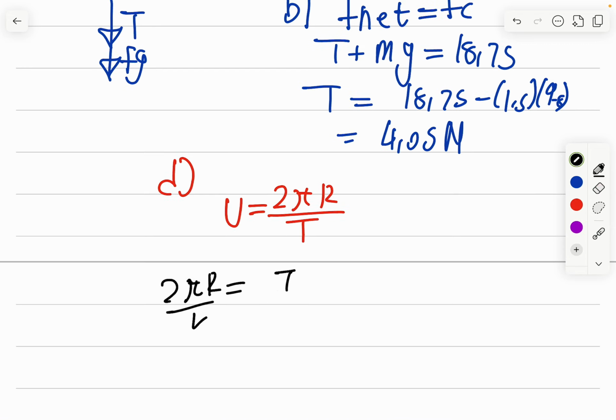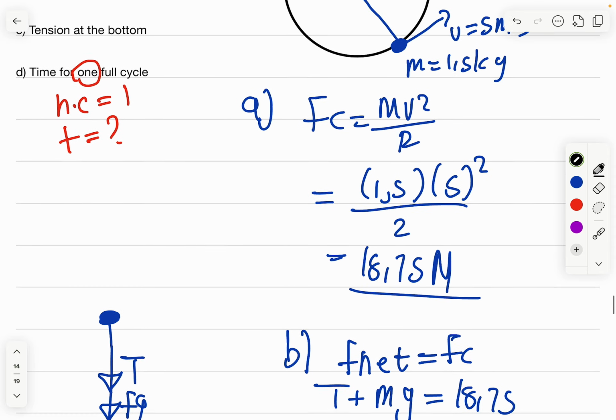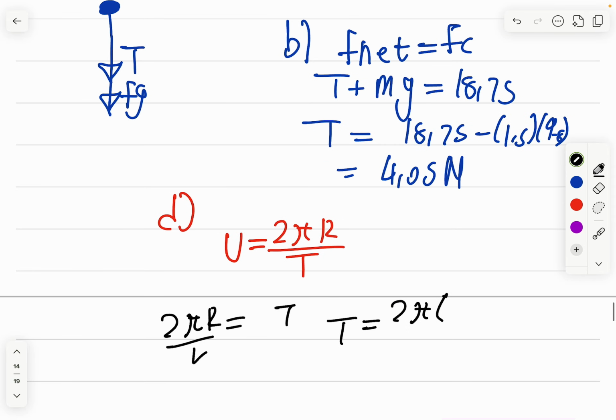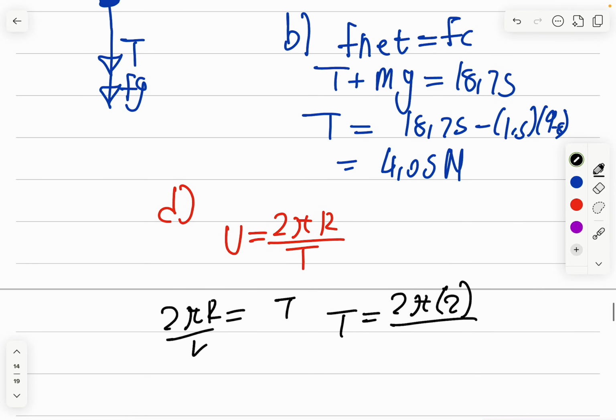Let me calculate the period. Period equals 2 pi, my radius is 2. The velocity, did they give it? Yeah, 5. So the answer is going to be 4 multiplied by pi divided by 5, which is 2.51. 2.51 seconds is the period.